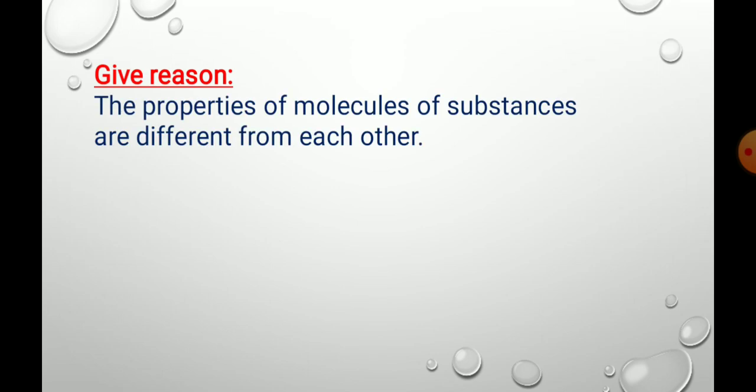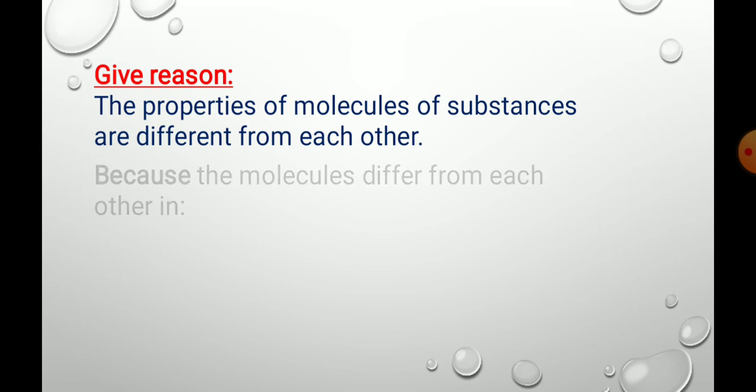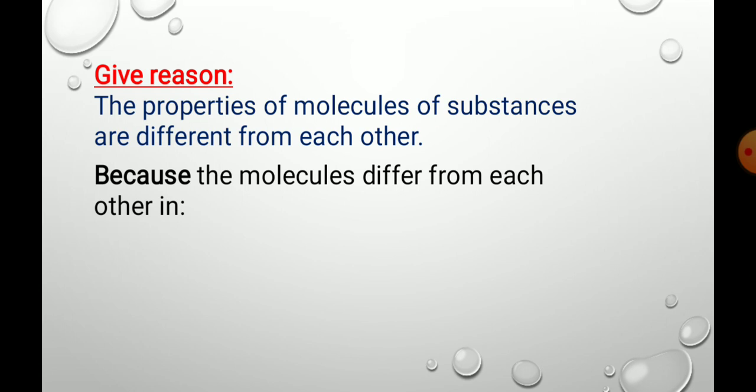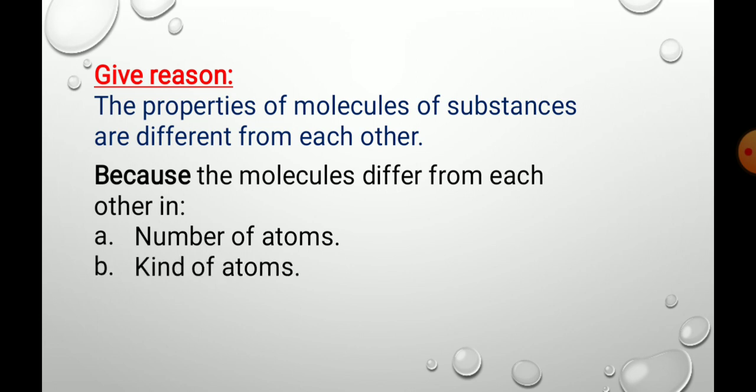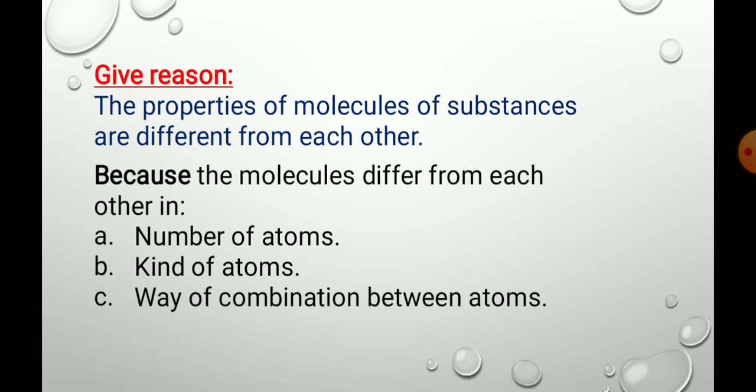Give reason: the properties of molecules of substances are different from each other because molecules of various substances differ from each other in number one, number of atoms, number two, kind of atoms, number three, way of combination between atoms.